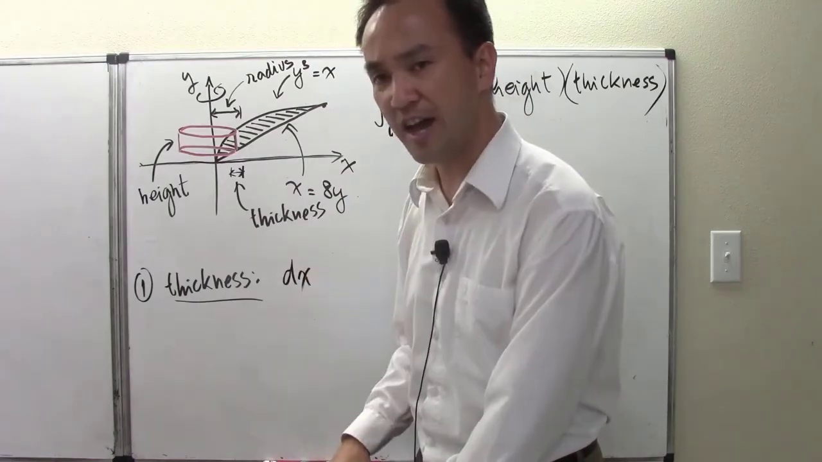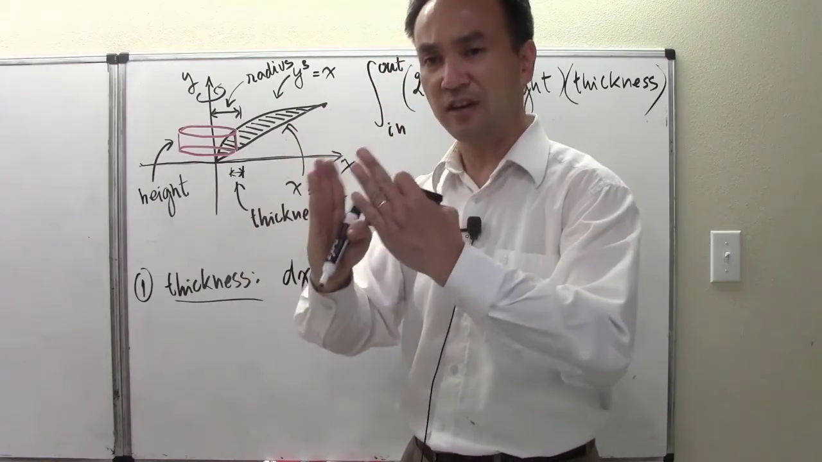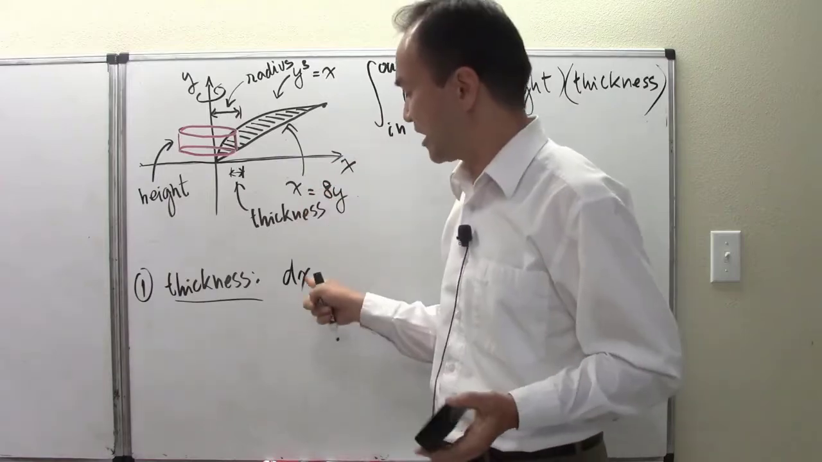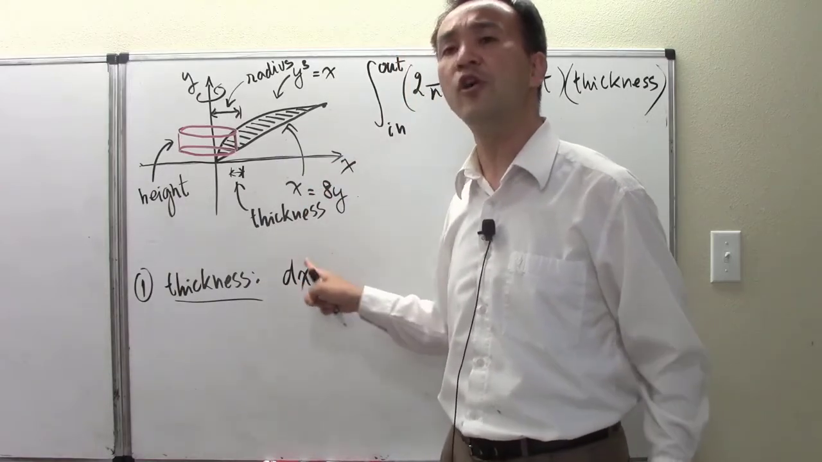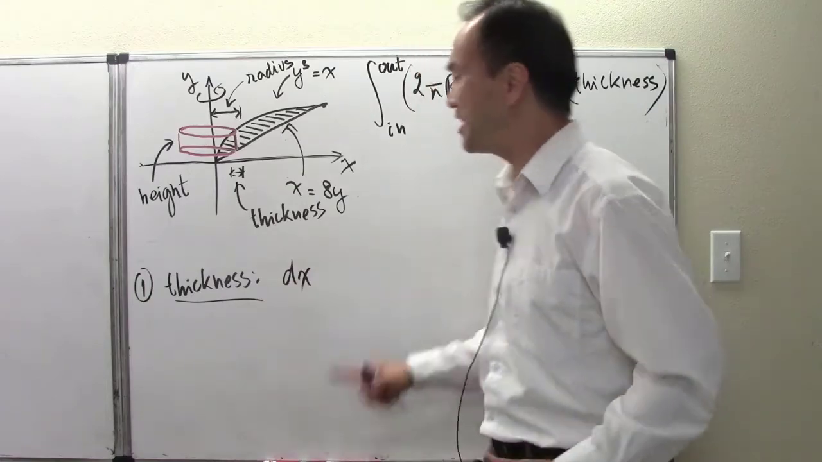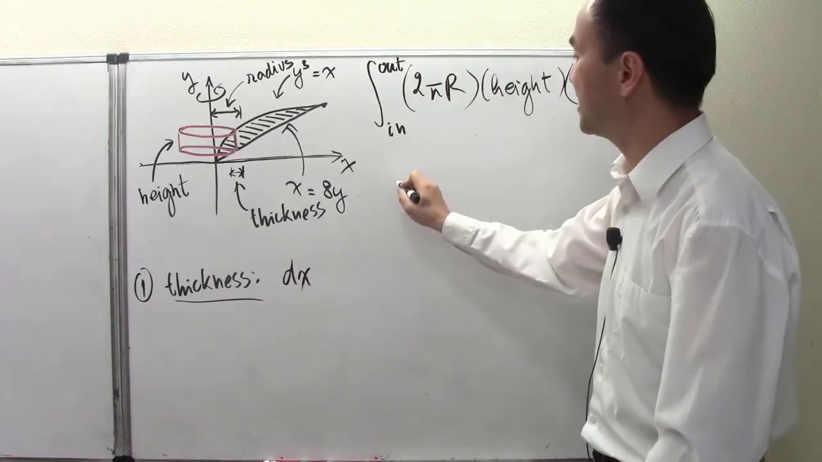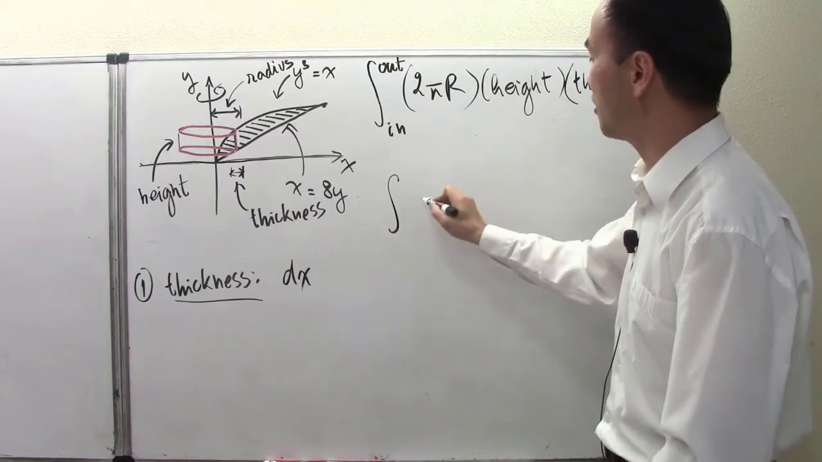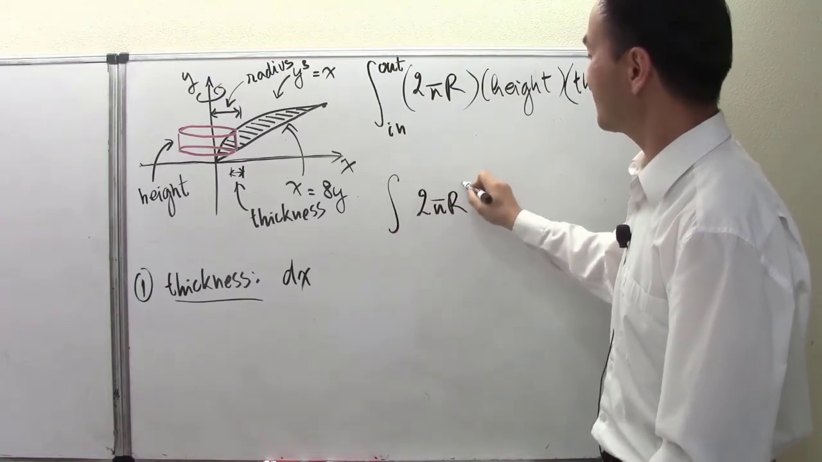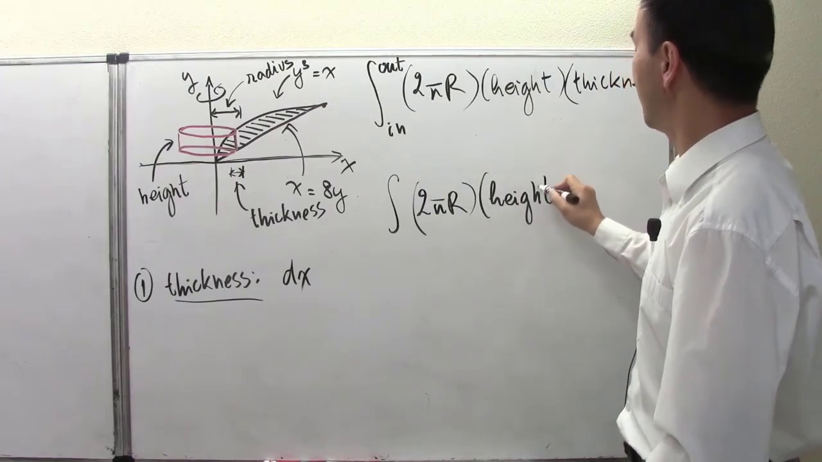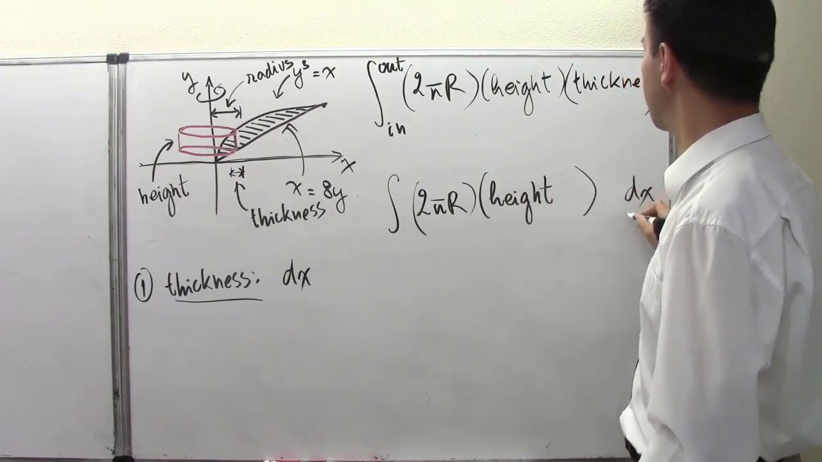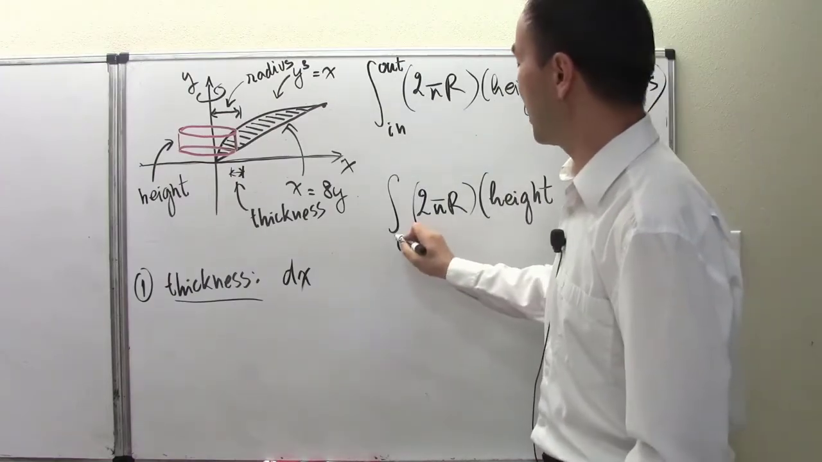It's a change in x value, and when that change in x gets infinitesimally small, it becomes the differential dx. Okay, so now I can go ahead and revise my integral. Circumference, multiply with height, for whatever that is, and multiply with thickness, dx. All right, and then from the inside out.